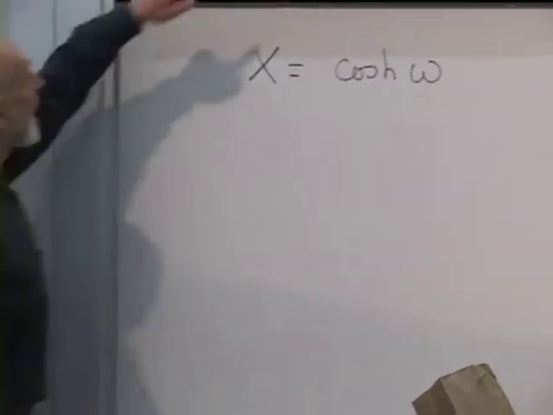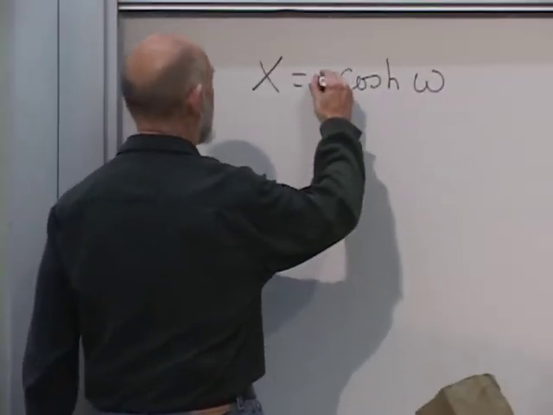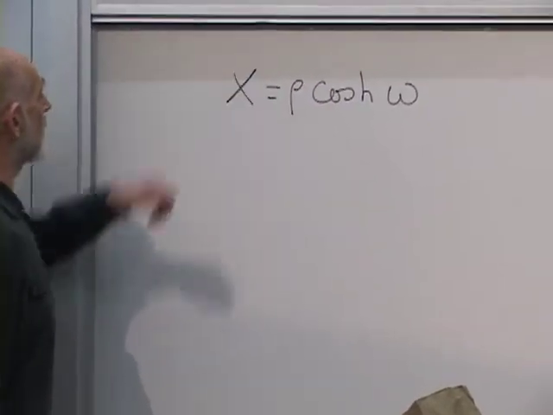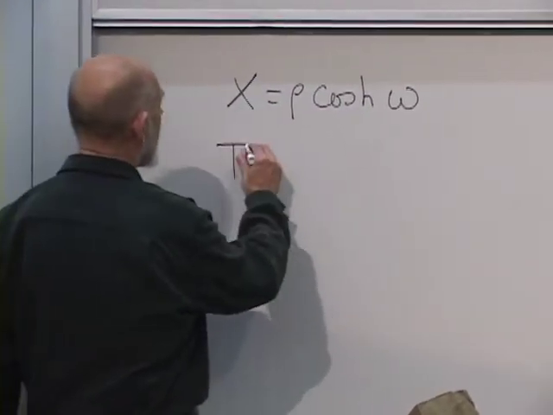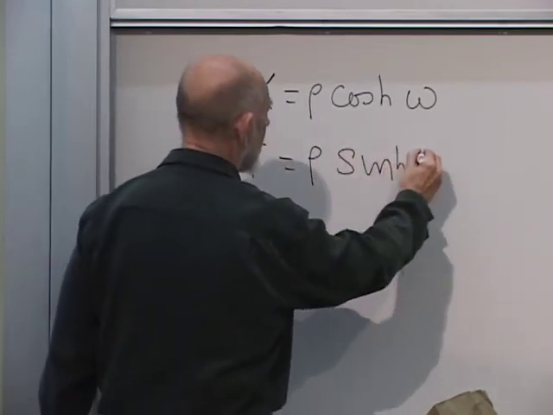But this isn't right. I left out something. What did I leave out? Rho. It's completely parallel to what I've written up there. And t is equal to rho times the hyperbolic sine of omega.